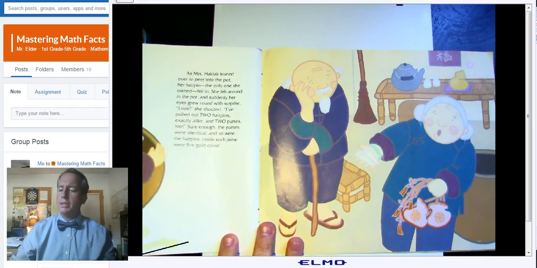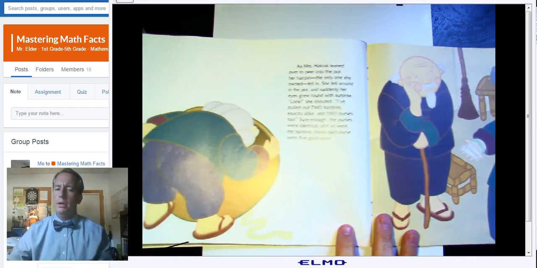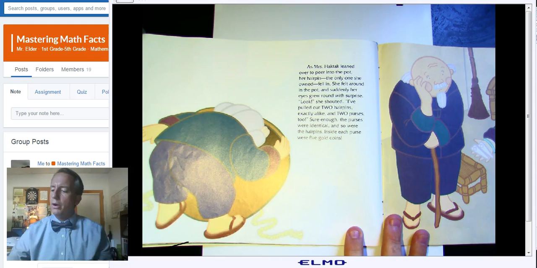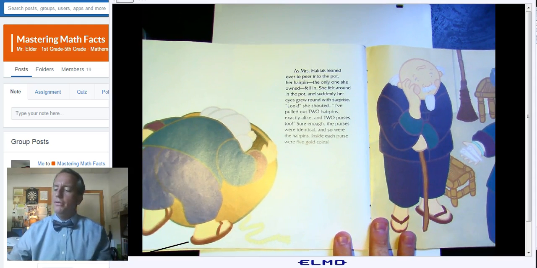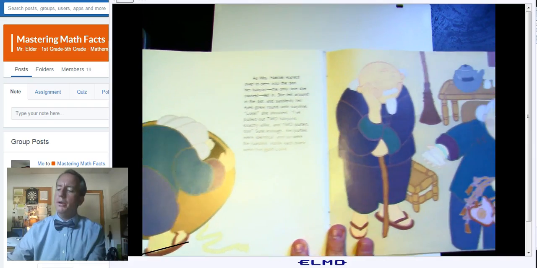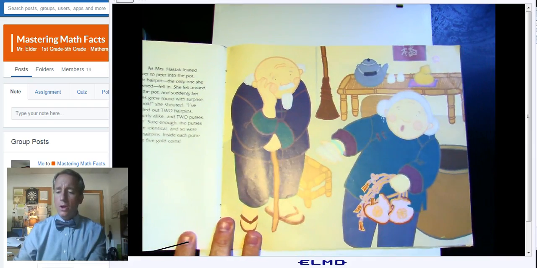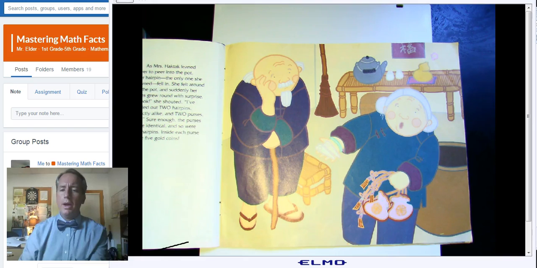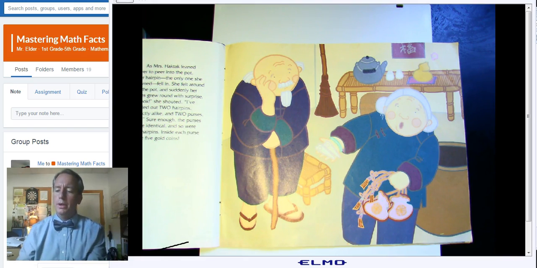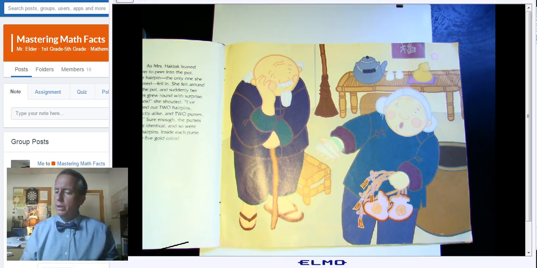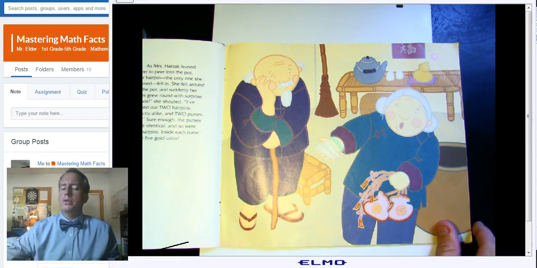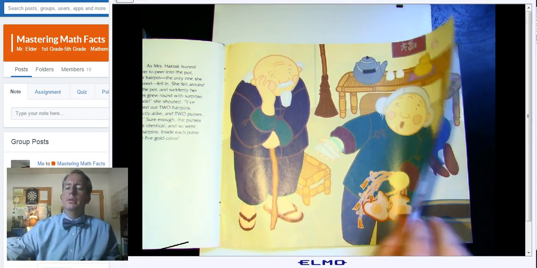As Mrs. Hacktack leaned over to peer into the pot, her hairpin, the only one she owned, fell in. She felt around in the pot, and suddenly her eyes grew round with surprise. "Look!" she shouted. "I pulled out 2 hairpins, exactly alike, and 2 purses, too." Sure enough, the purses were identical, and so were the hairpins. Inside each purse were 5 gold coins.